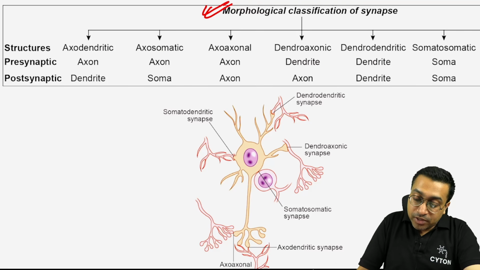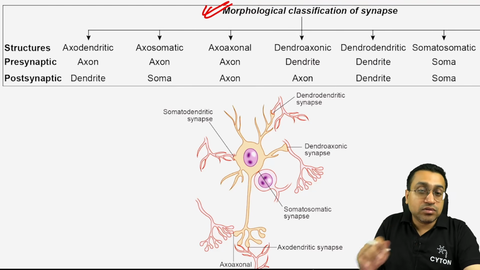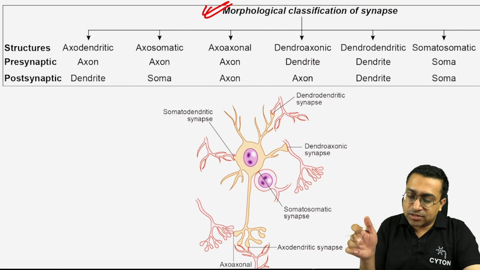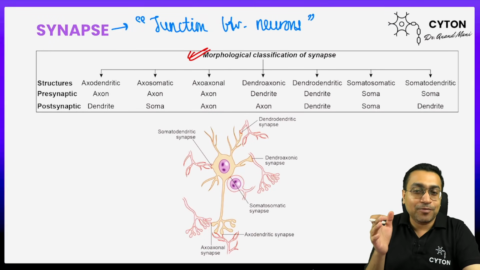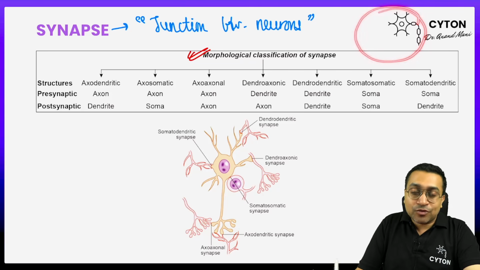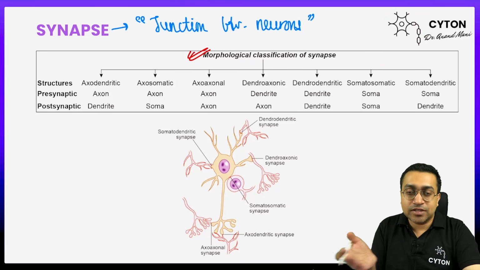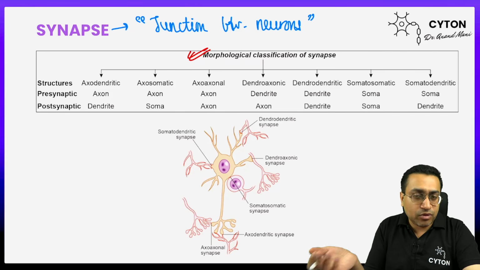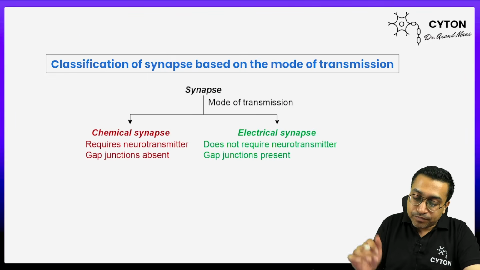Similarly, somatodendritic, that is soma, the cell body, and the dendrite. Then dendroaxonic, then somatosomatic, then exodendritic, then exoaxonal. So it's the same terminology. We have understood the parts already, we discussed them in the previous class. So just remember those and connect them, how they are forming the junctions.